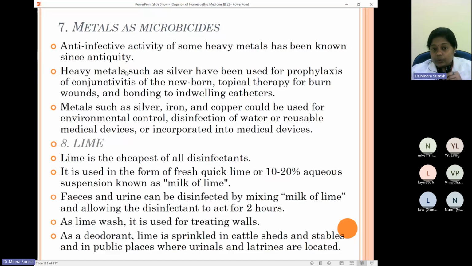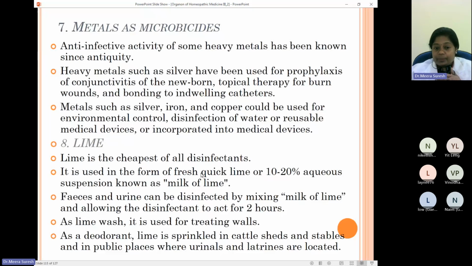And also silver is used for topical therapy for burn wounds and also bonding to indwelling catheters, when catheters are left within the body. So for that disinfection purpose also, silver can be used. Also iron and copper for controlled disinfection of water or reusable medical devices. You can use iron or copper and other such heavy metals.